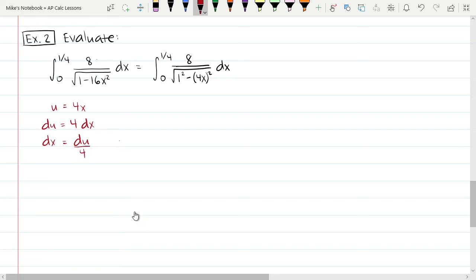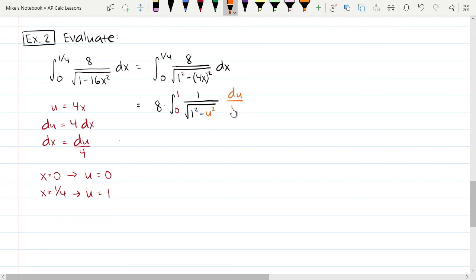But remember, since this is a definite integral, we also need to change our limits. So when x is 0, u is going to be 4 times 0, which is still 0. But when x is 1/4, then u will equal 4 times 1/4, which is just 1. So this now becomes, I'm going to go ahead and move the 8 out in front. I have 8 times the definite integral from 0 to 1 of 1 over the square root of 1 squared minus u squared times du over 4.